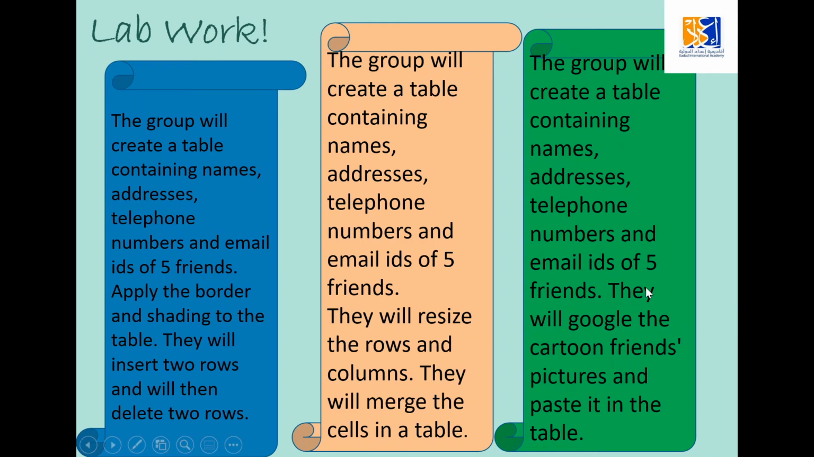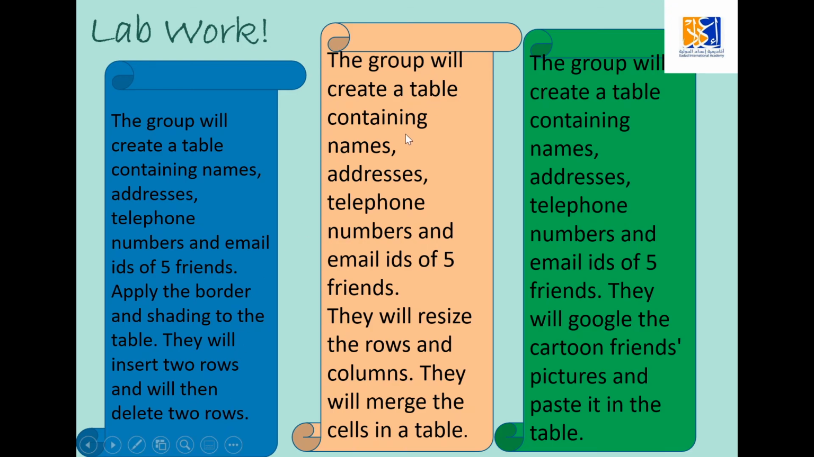Now, lab work. There are 3 activities. The first activity is the group will create a table containing names, addresses, telephone numbers, and email IDs of 5 friends. They will apply the border and shading to the table, and they will insert 2 rows and then they will delete those 2 rows.